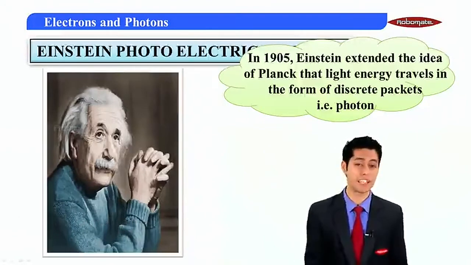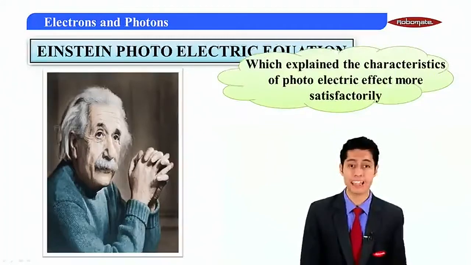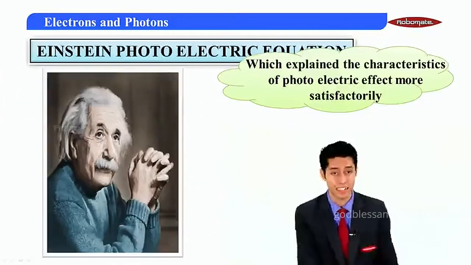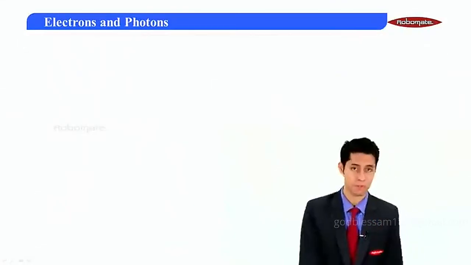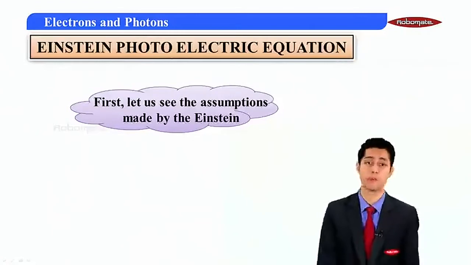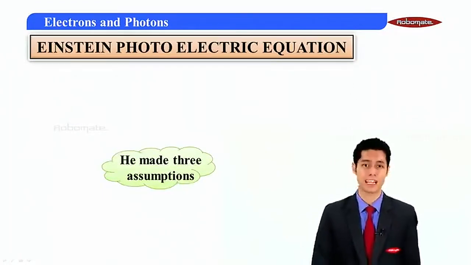Later, in 1905, Einstein extended the idea of Planck and told that light energy travels in the form of discrete packets, that is photons. He also explained the characteristics of the photoelectric effect more satisfactorily with the help of an equation. How did he get that equation? He made a few assumptions for that. What were the assumptions? There were three assumptions that he made.